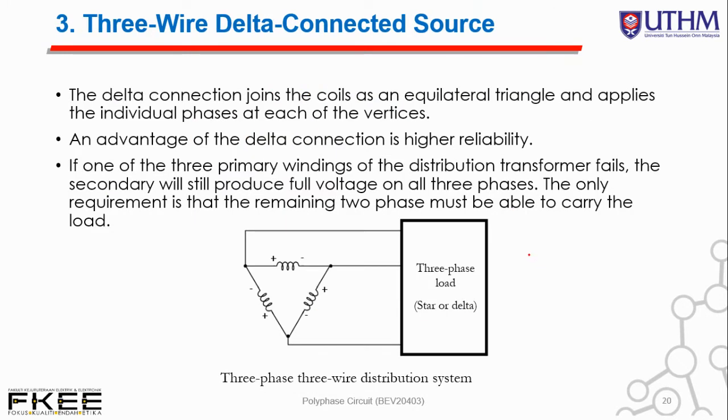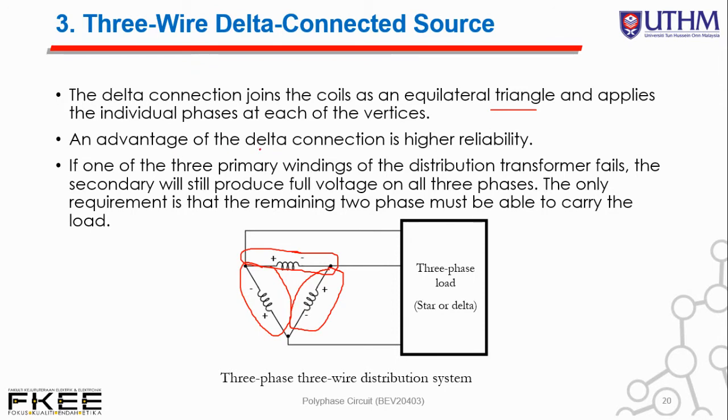So what about delta connected source? It joins the coils as an equilateral triangle and applies the individual phases at each of the vertices. So they are actually equilateral between one phase to another in a triangle form or triangle shape.